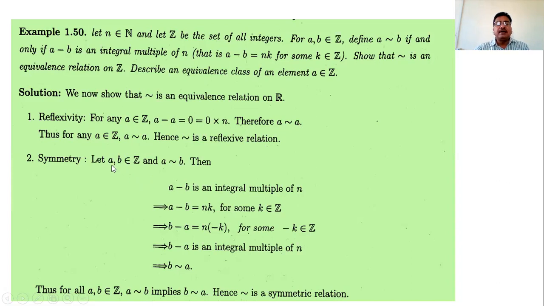Now we show this relation is symmetric. For that, take two elements from Z such that A is related to B. Then A minus B is a multiple of n by the definition, which means A minus B can be expressed as n times some integer, nk. Then B minus A is minus nk, which we write as n times minus k. This minus k is also an integer, so B minus A is also a multiple of n, and therefore B is related to A, and the relation is symmetric.